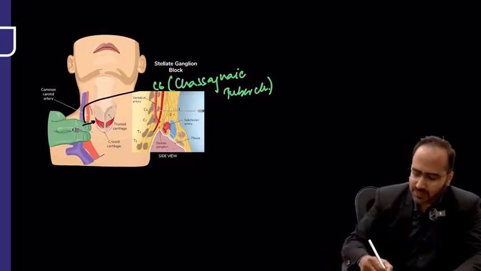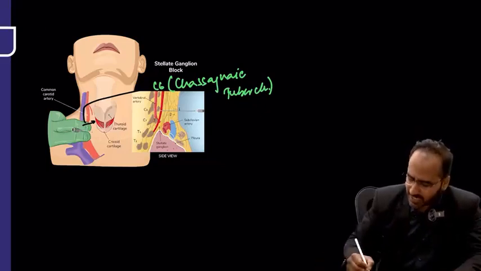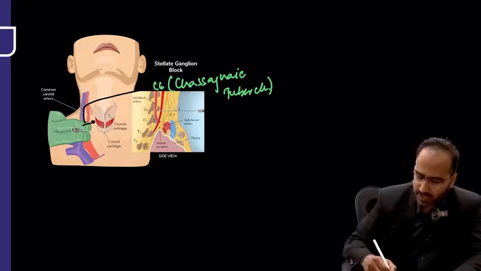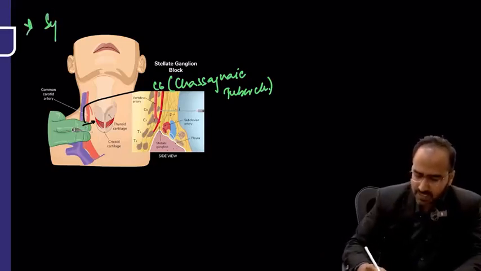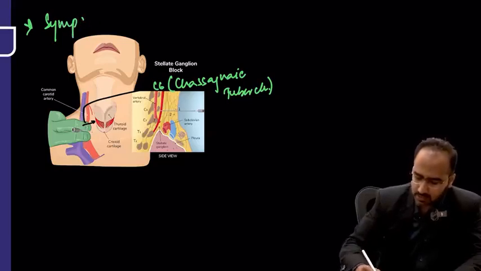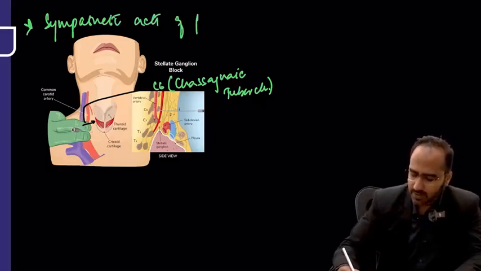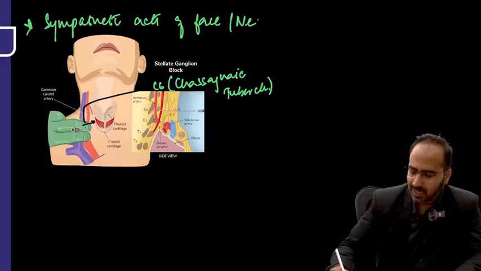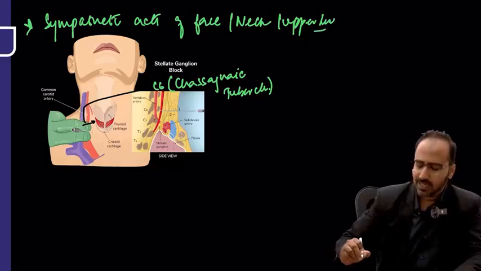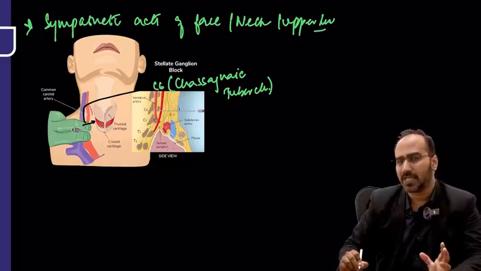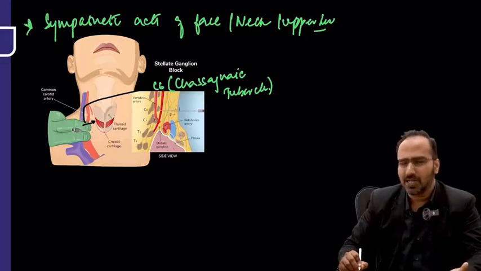What is stellate ganglion responsible for? Stellate ganglion is responsible for sympathetic activity of the face, neck and upper limb, right? Now, we have discussed the indications: Raynaud disease, drug-induced and catheter-induced vasospasm, where we go for stellate ganglion block.